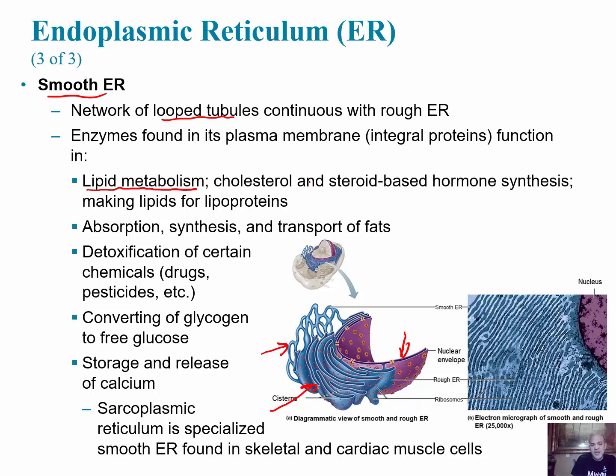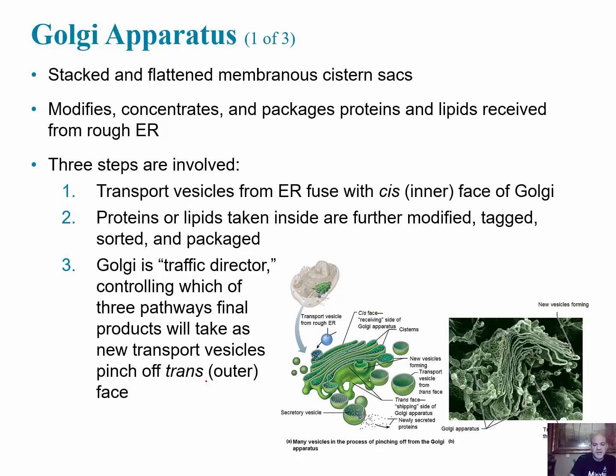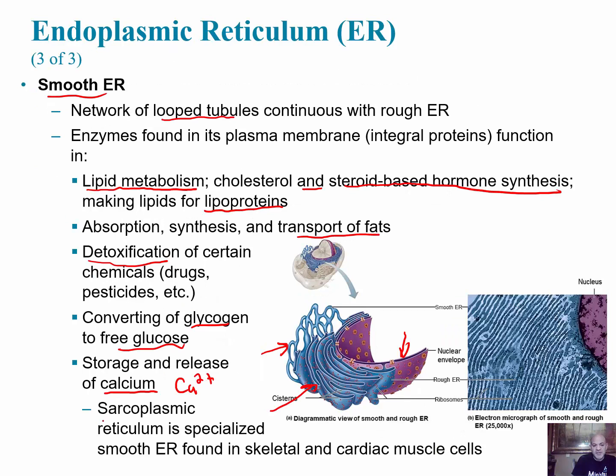One is lipid metabolism. So here, cholesterol and other steroid-based hormones can be synthesized, and lipoproteins can be produced in there. We also have another function of absorption, synthesis, and transport of fats. Another big thing the smooth ER can do is detoxify certain chemicals, like drugs and pesticides, and it can convert glycogen into free glucose. And another big function that we see, especially within muscle, is that it's going to be a place where we store calcium, or calcium ions. When I say calcium, I'm referring to calcium ions. And in this case, it would have a special name within the muscle called the sarcoplasmic reticulum. And so it would be specialized smooth ER found in skeletal and cardiac muscle cells, where it would store the calcium. The calcium becomes an important player in the contraction of those muscle cells.